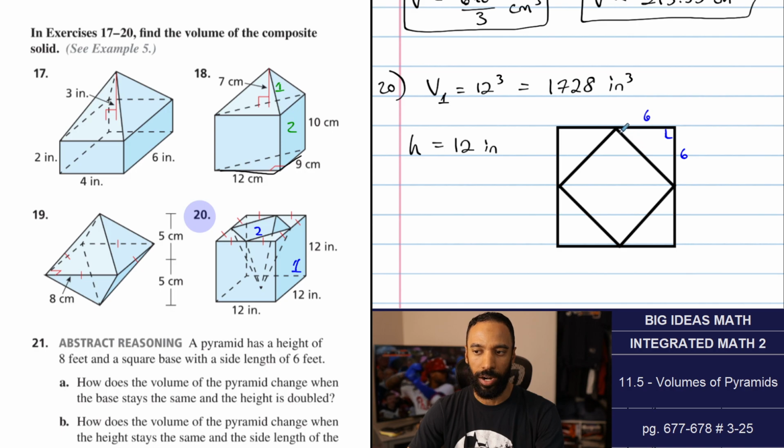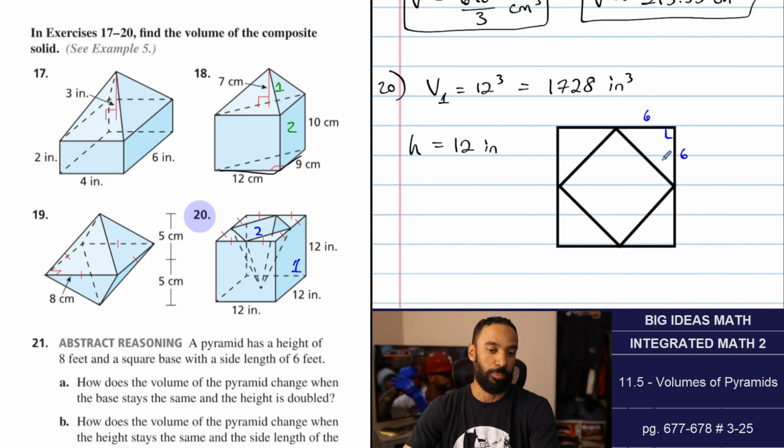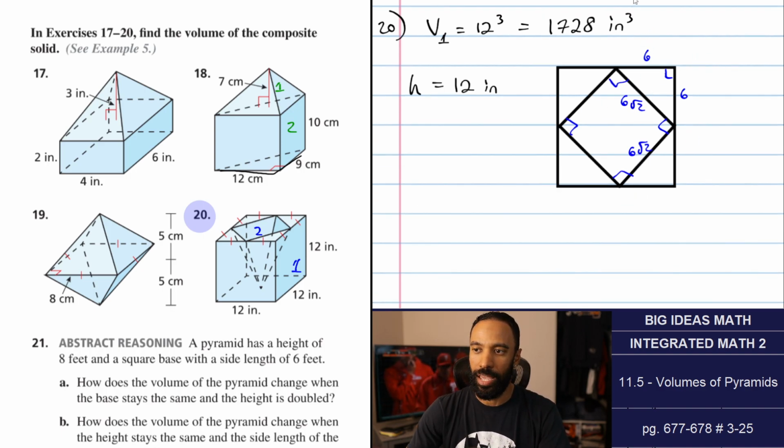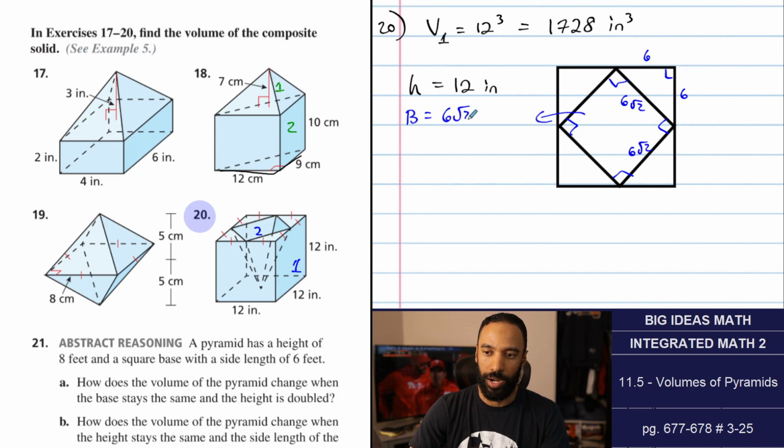That's a right angle, being a square. And this looks like a rectangle. I thought it was a rectangular pyramid. It must be a square pyramid based on everything being congruent. So this is 6 root 2. So it's a square pyramid with these being congruent. So when it comes to the area of the base of the pyramid, area of the base is 6 root 2 squared.